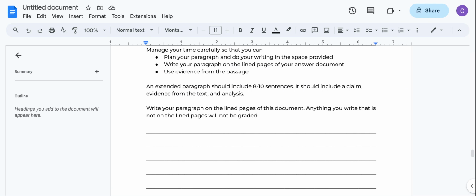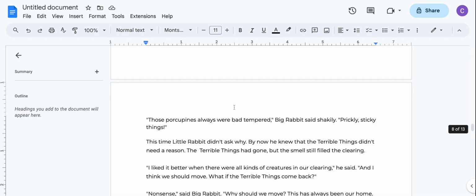It should include a claim, evidence from the text, and analysis. Write your paragraph on the lined pages of this document. Anything that you write that is not on the lines will not be graded. Good luck.